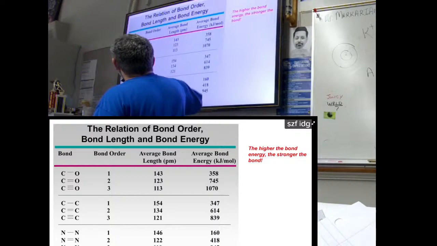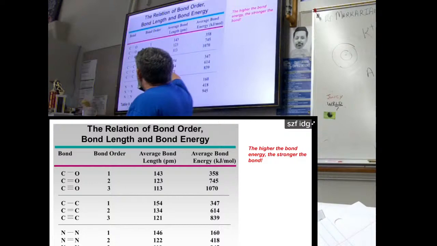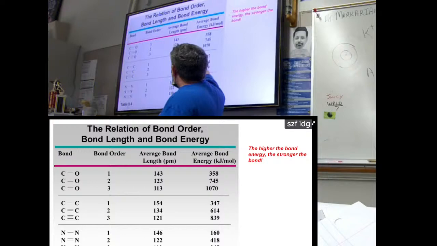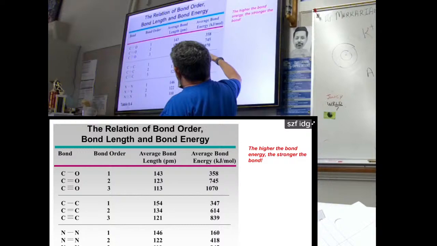Yeah, okay. So, guys, triple bond. In this, the bond order is three. Notice the length keeps getting shorter as we go up in bond order, and the energy to break it is getting higher. So that pattern holds true for all of these.